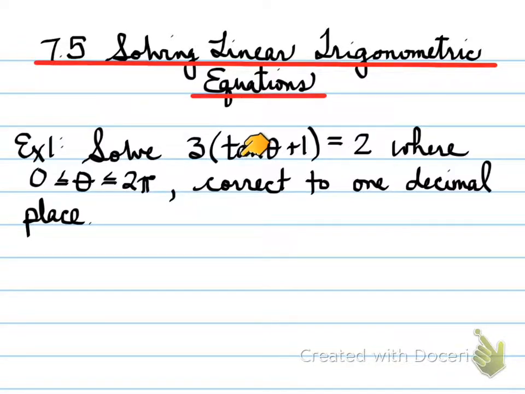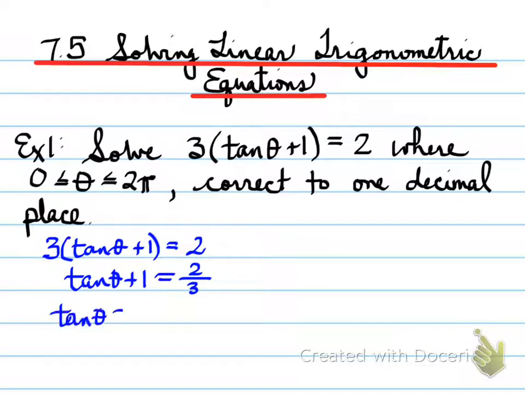In order to do that, what do you think we need to do first? Well, hopefully you're thinking that we should take this 3 and move it over. And you're exactly right. So when you do it, you divide by 3, and then you move over the plus 1 to the other side, and you have 2/3 minus 1, which gives us negative 1/3. So now you're to do the tan inverse of negative 1 over 3.